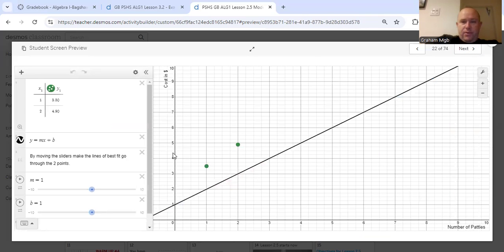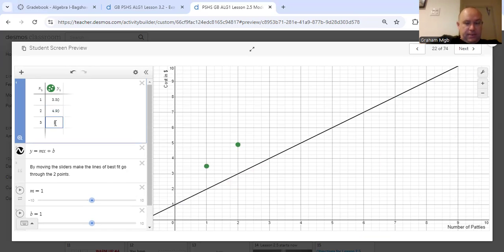And in our table here, we can see our first few values. We have $3.50, we have $4.90. We could actually add in our own value that we just set as well. I said it was going to be $6.30. So let me add in $6.30. Oops, that's 5. There we go. And you can see that this is a clearly linear pattern.